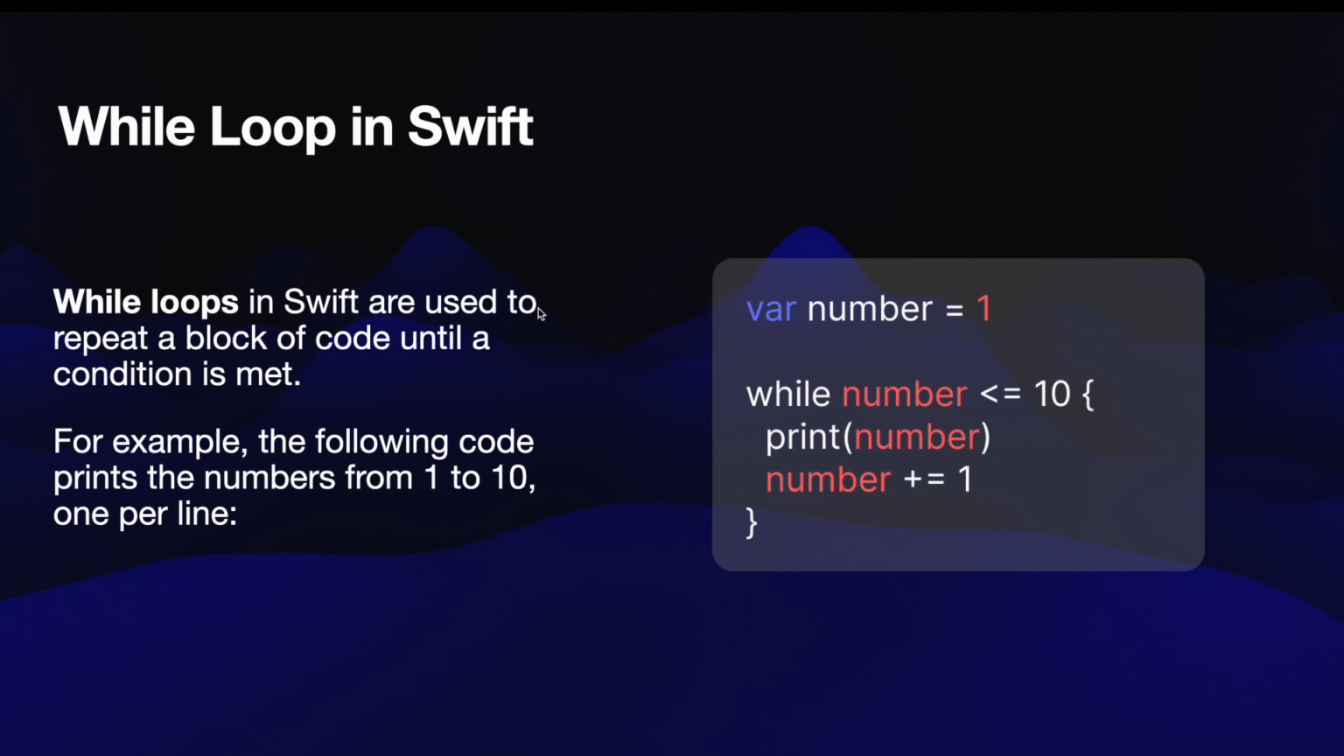And while loop in Swift. While loops in Swift are used to repeat a block of code until a condition is met. For example, the following code prints the numbers from 1 to 10, 1 per line.